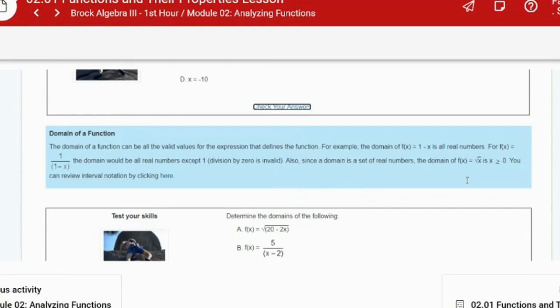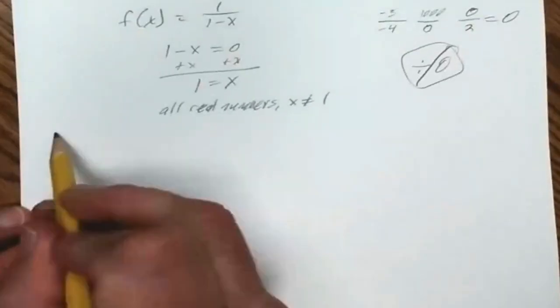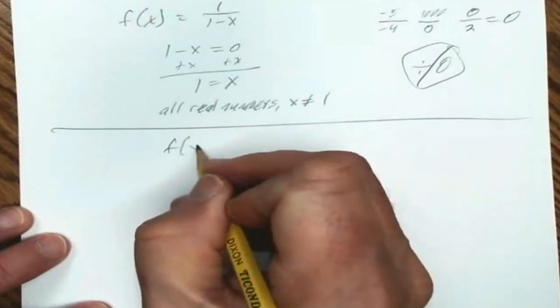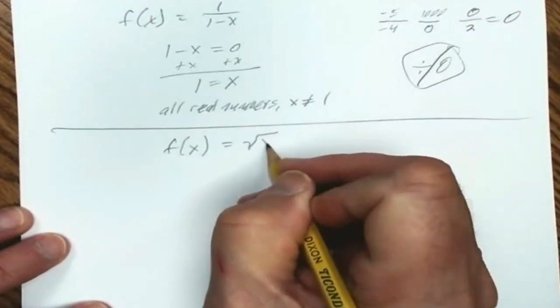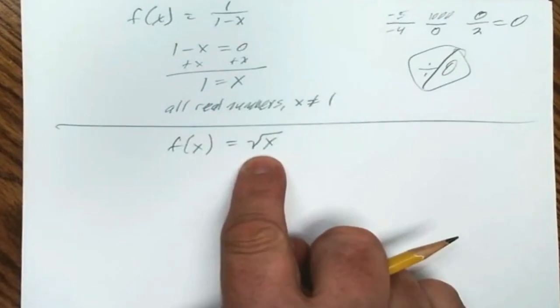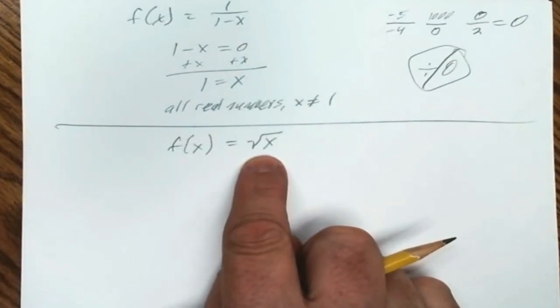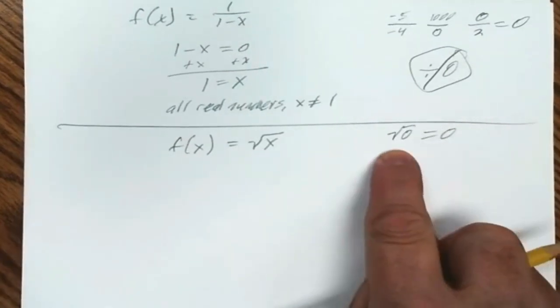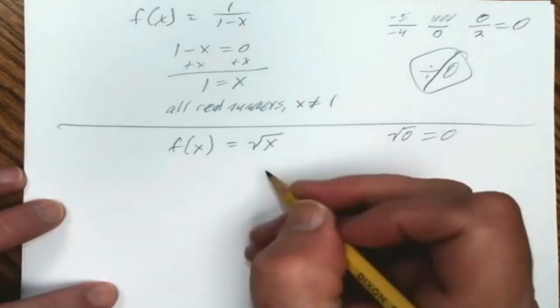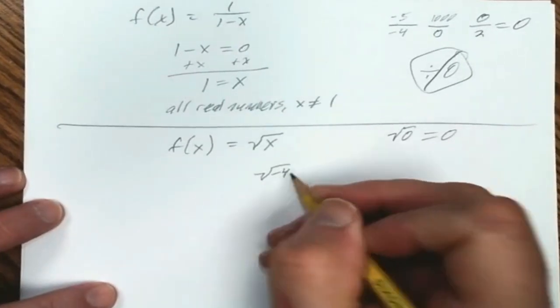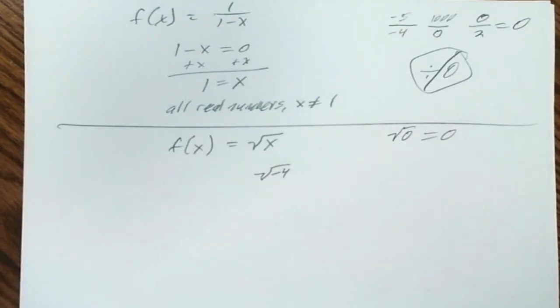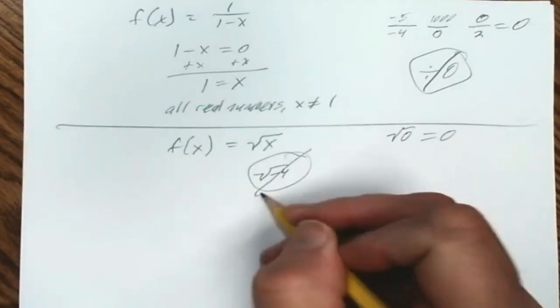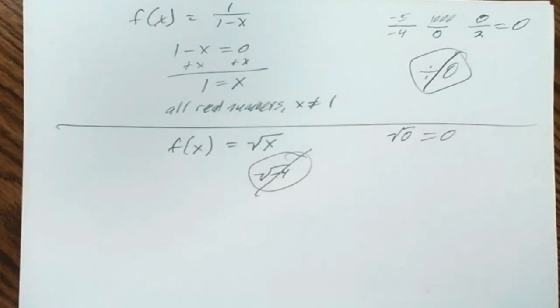So looking at this, let's look at the square root of x. If we have f of x equals the square root of x, we can take the square root of every number out there that's positive. We can take the square root of 0. The square root of 0 is 0 because 0 times 0 equals 0. What we cannot have is, we can't take the square root of a negative number. That doesn't exist. That's an imaginary number.